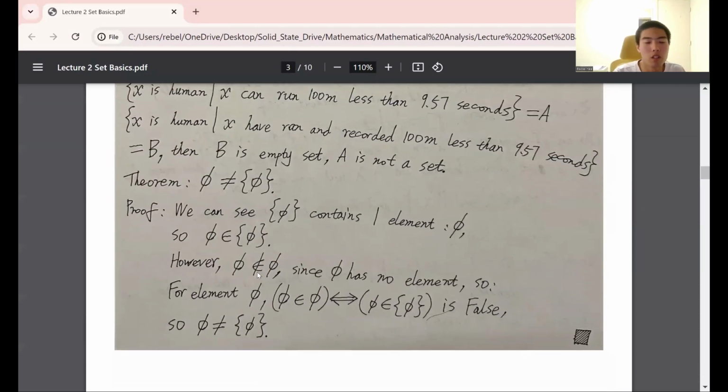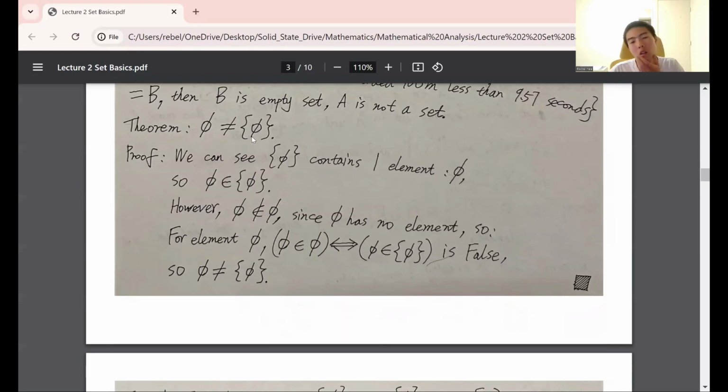And we'll see another theorem, which is that the empty set is not equal to the set of the empty set. I think the reason we say the empty set is that we can put a lot of brackets outside of an empty set and it's still a set. So we're going to prove it. Let's look at the right side set, and say it's set one. We say set one contains one element, which is the empty set. It is an element in this set, in the brackets. So there exists one element belonging to it. However, the empty set has no element at all.